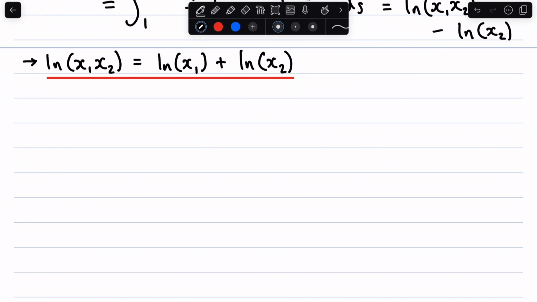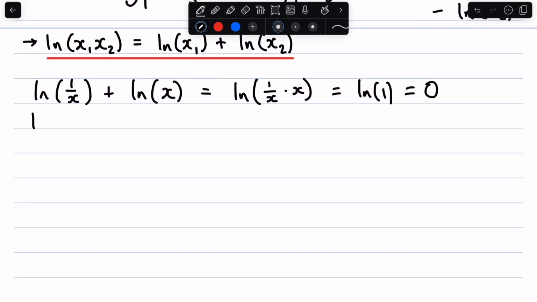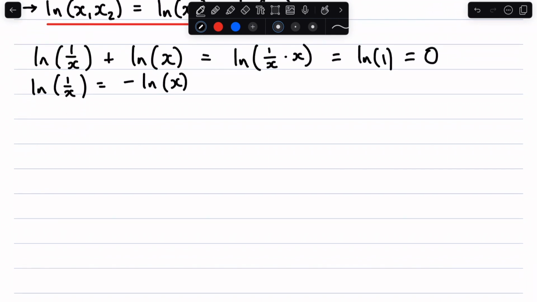We can work out some useful properties from this equation. So if we look at the natural logarithm of 1 over x plus ln of x, that's the same as saying ln of 1 over x times x, which equals ln of 1, which we know is 0. And so that would mean that ln of 1 over x equals minus ln of x. If we look at another example, you might see where I'm going with this.